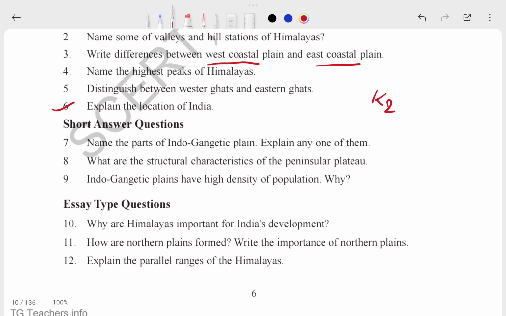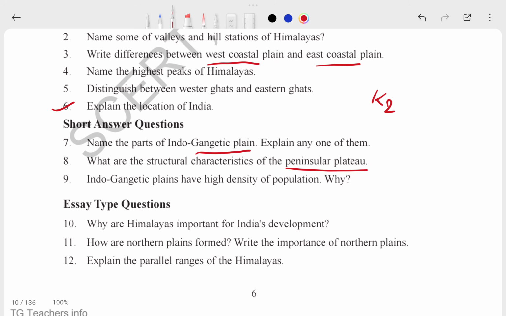Okay, so here we'll see the short answer questions. Actually, these short answer questions are worth between 2 and 4 marks. Name the part of India that is the Gangetic plains, with the river Ganga around it. Explain any one of them. What are the structural characteristics of the peninsular plateau? You have to tell about the peninsular plateau.